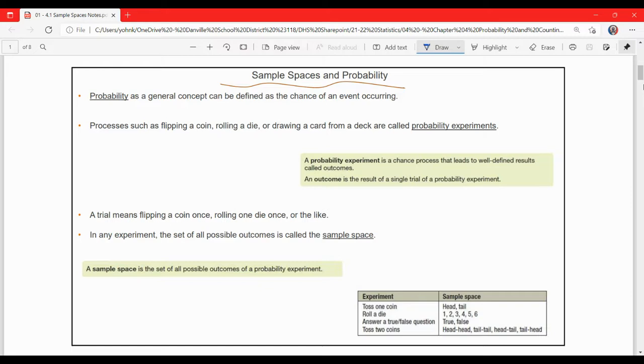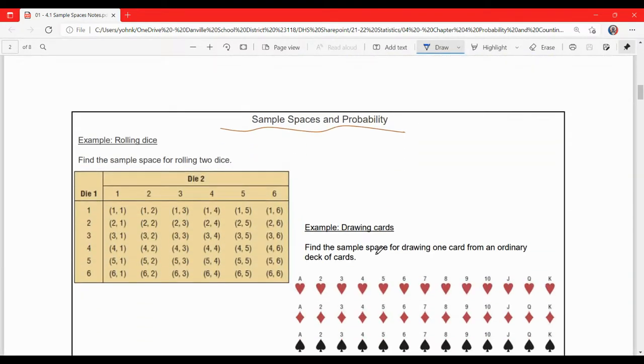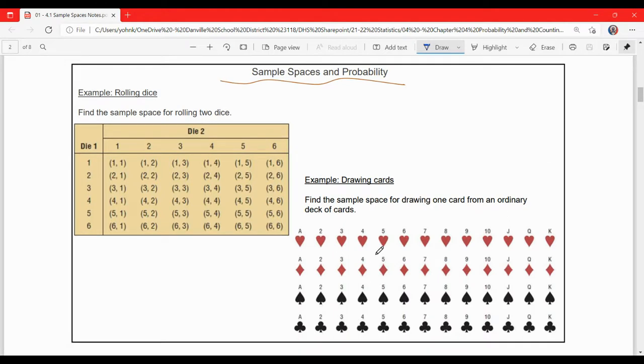So if we were to look down at the bottom at tossing a coin, the sample space is heads or tails. Rolling a die, the sample space is 1, 2, 3, 4, 5, 6. So as you can see, the sample space is all of the different outcomes that are possible when you do an experiment. Now, two of the more popular experiments that we talk about in probability and statistics are rolling two dice and drawing a card from a deck of cards.